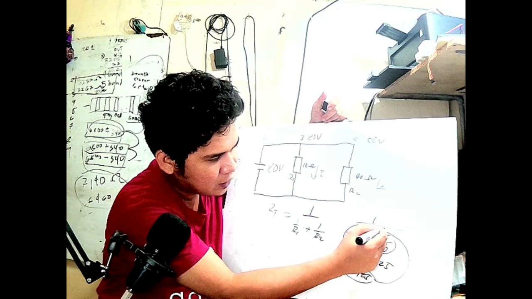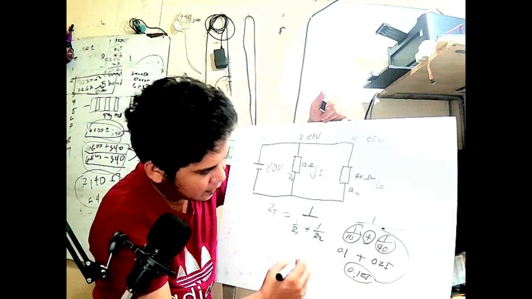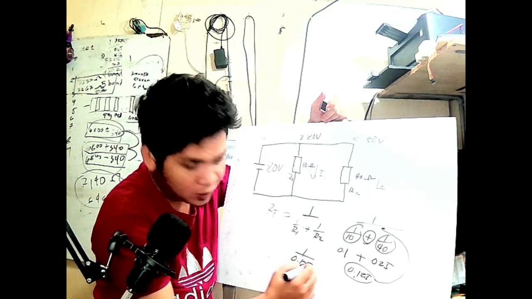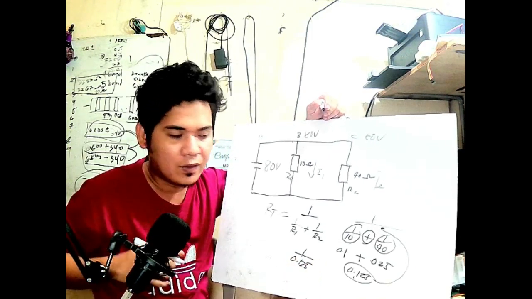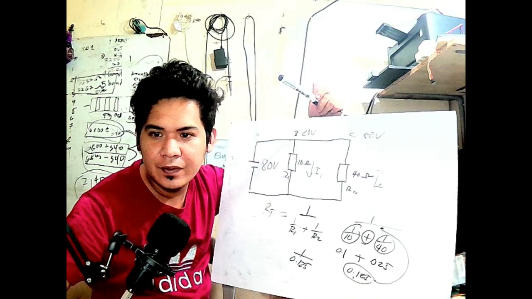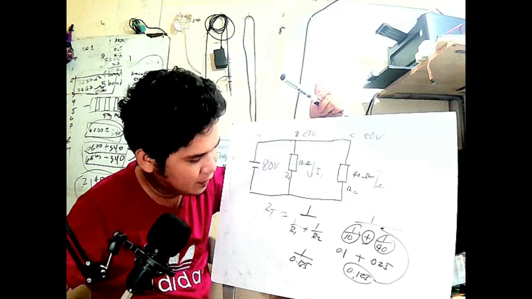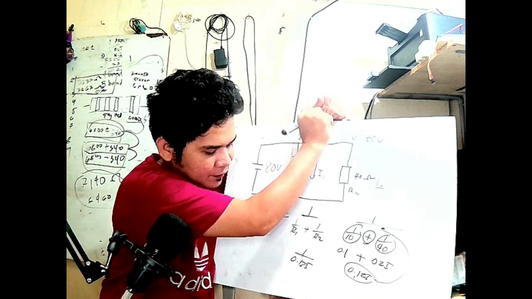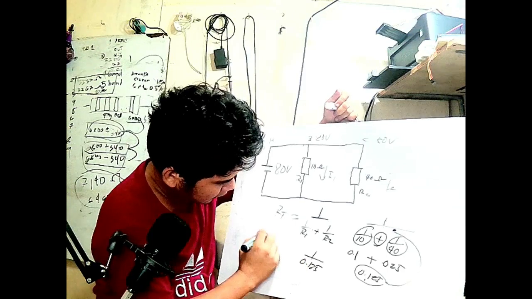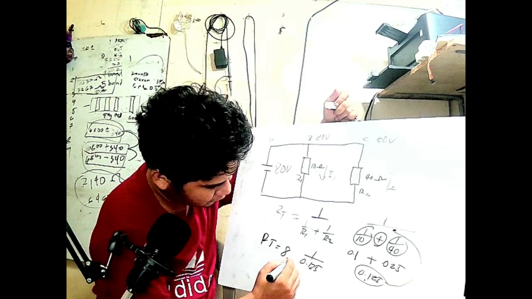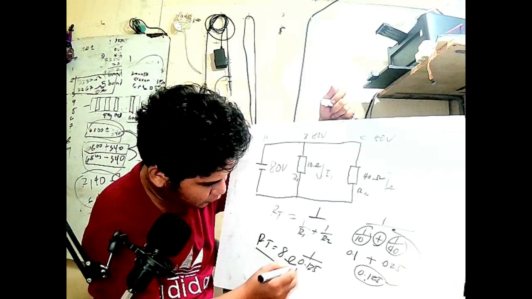Tapos, i-divide naman natin yung 1 dito. So, if we divide 1 divided by 0.125 is equals to, calculate ko lang. 1 divided by 0.125 is equals to 8 ohms. Okay, so we have, ang sagot dito, ang ating total R is equals to 8 ohms. Okay, so 8 ohms yung ating sagot.